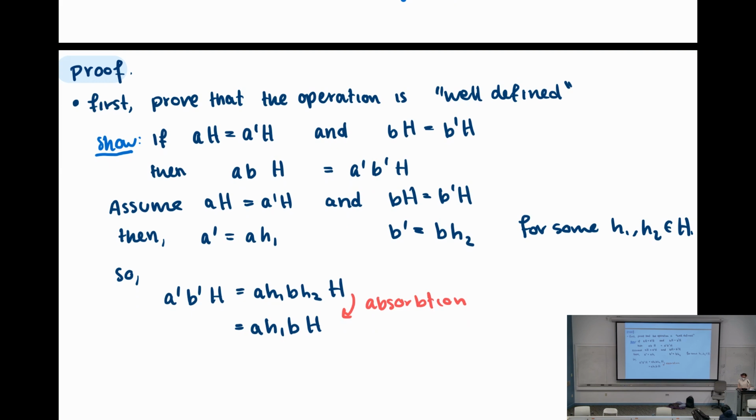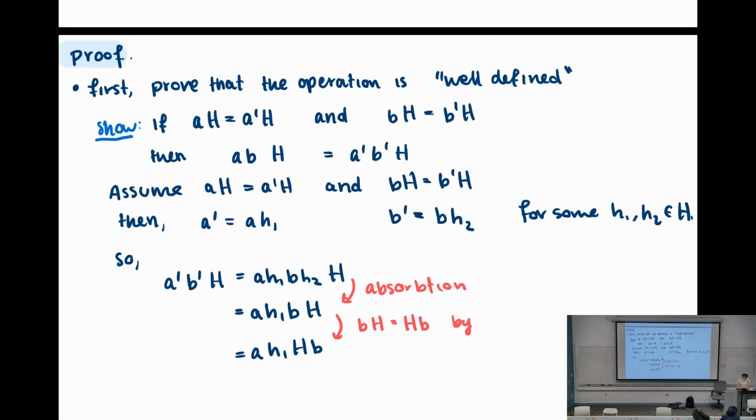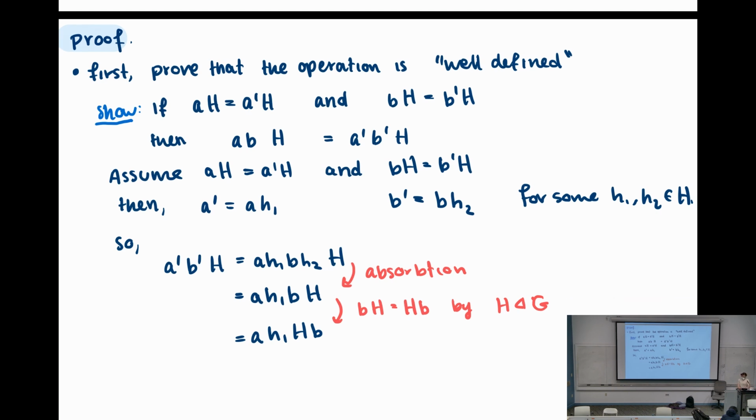Okay, then since H is a normal subgroup, I can write AH1 HB. This is because BH equals HB, since H is normal in G. Okay, and then I'll absorb again. So I get AHB.